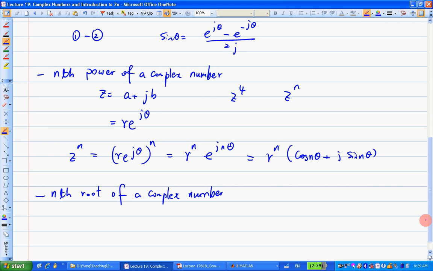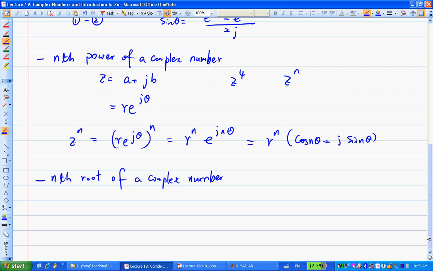So what's an nth root? Let me first talk about the nth root of a number that is not complex. Let's say I have the number 4, x equal to 4, a real number. When we talk about the square root of x equal to 4, what do you get? The square root should give you 2, well, actually positive and negative 2.